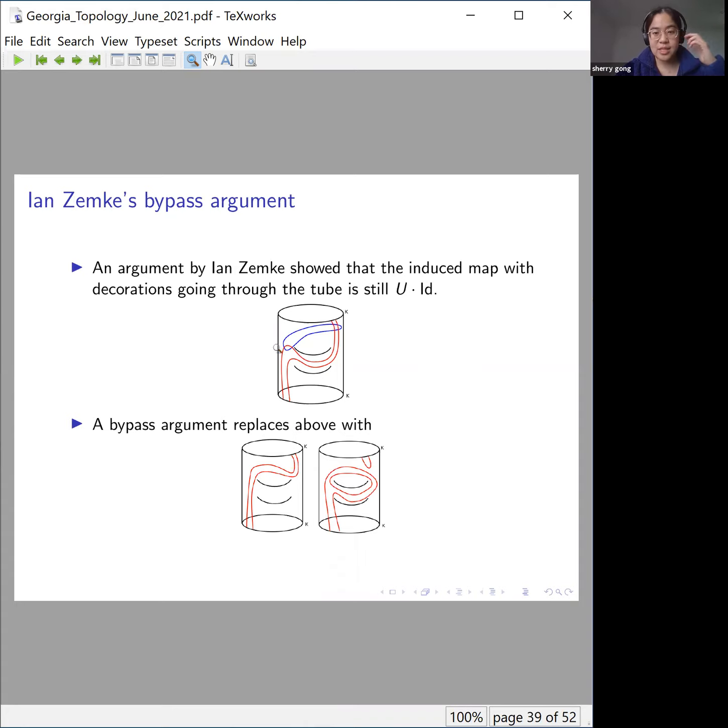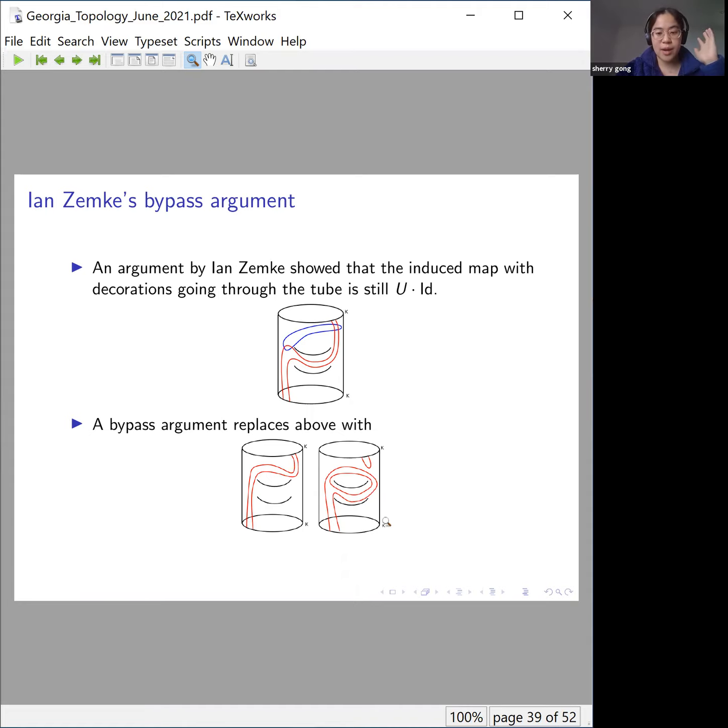So what that means is you take a region, in this picture, the region that's circled by the blue circle. And then you can replace the 3 arcs inside with different sets of 3 arcs. And so that basically replaces this upper cylinder with these 2 cylinders on the bottom, where you can see that in this picture on the left, the arcs are no longer going through the tube.